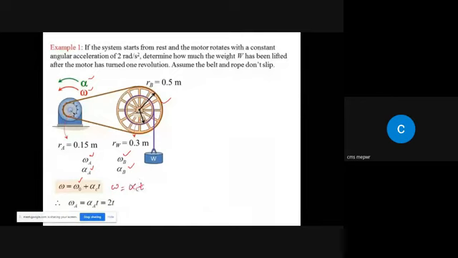So omega a will become equal to alpha a into t, right? And the value of alpha a is how much? That is 2 radian per second square. So when you put it in, what you will get? You will get omega a.